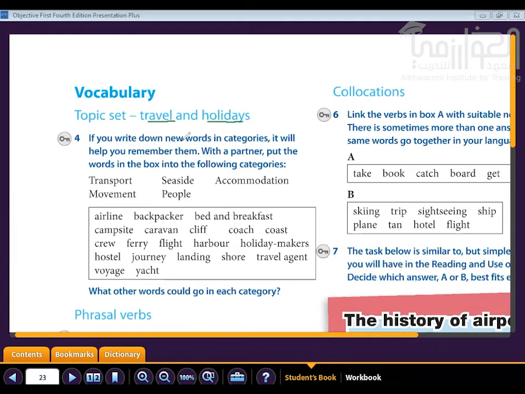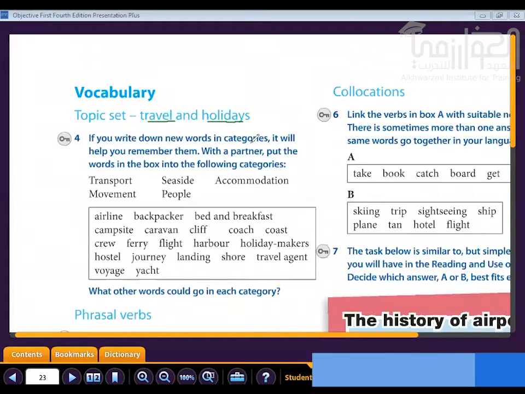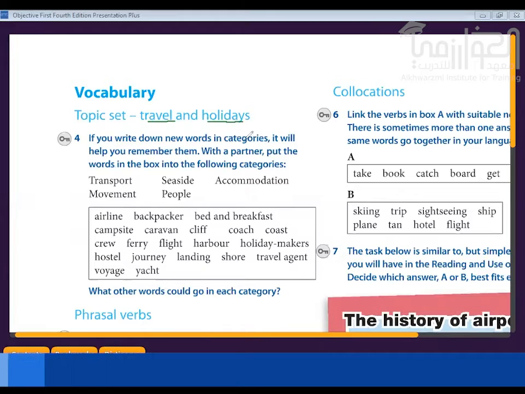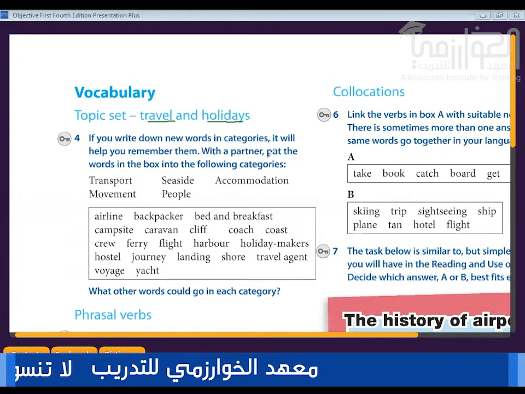Now, if you write down your new words in categories, that is, you group the new words that you are studying, that you want to learn, according to the topic, it will help you remember them.